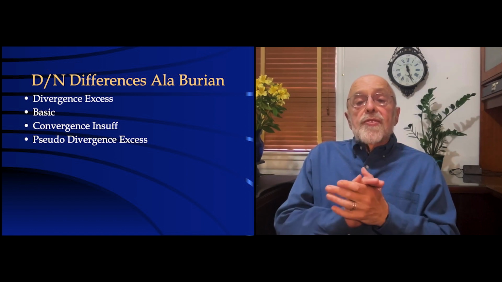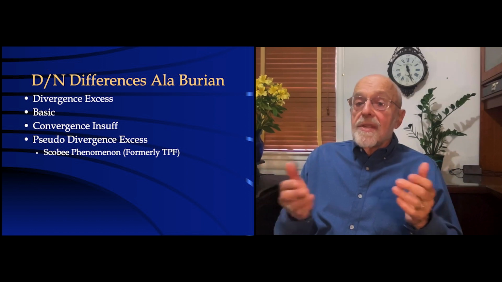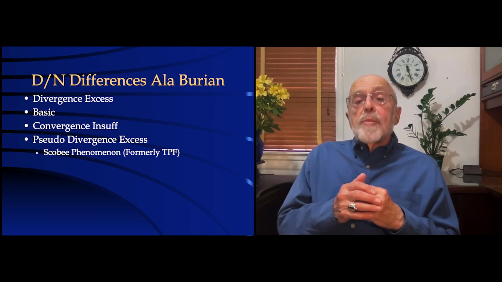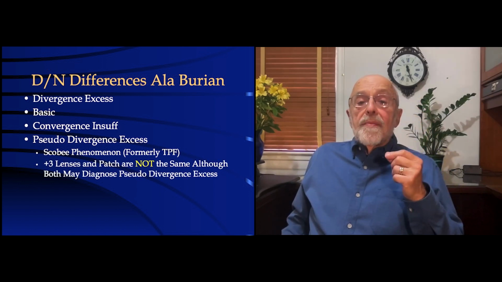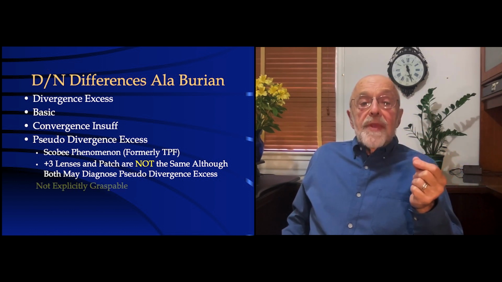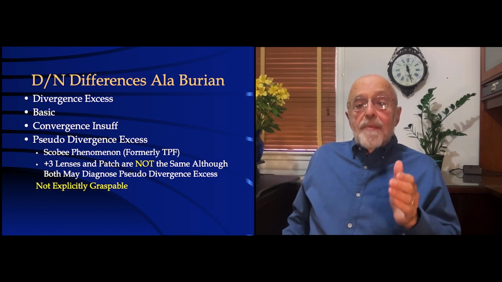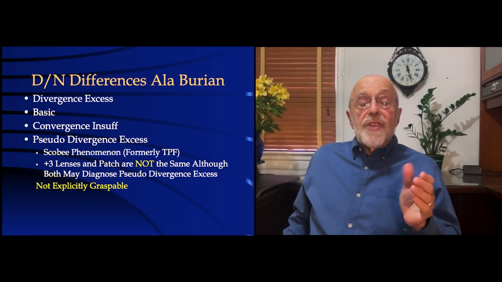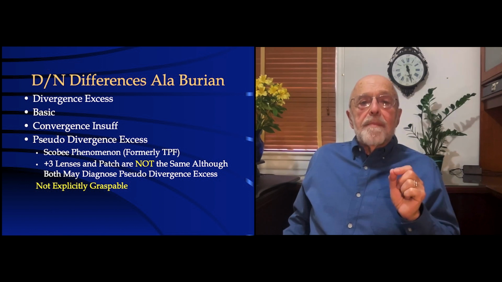The pseudo-divergence excess was originally diagnosed by patients that manifested the Scobee phenomenon, or tenacious proximal fusion, that increased with a patch test. But it was observed in the early 50s that +3 lenses at near may unmask a bigger deviation in many of these patients. And what's confusing is that +3 lenses and patching are not the same, although they both may diagnose the pseudo-divergence excess. And this is not explicitly graspable. I want to try and explain it.